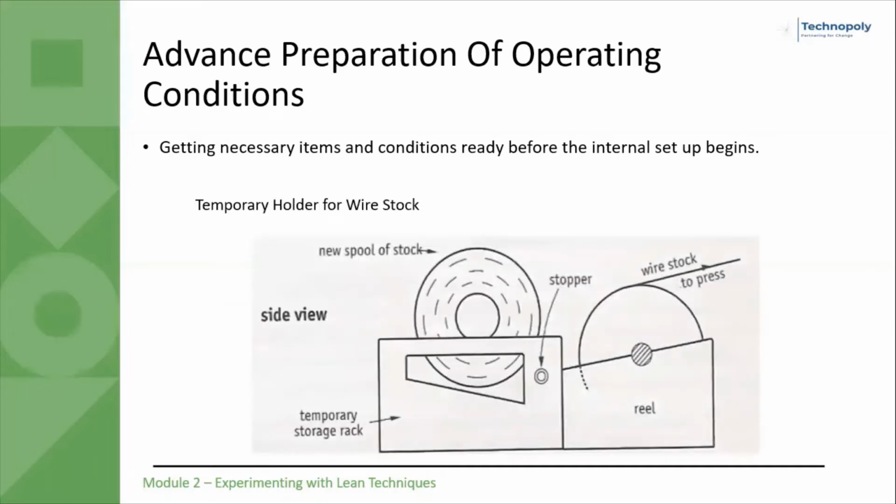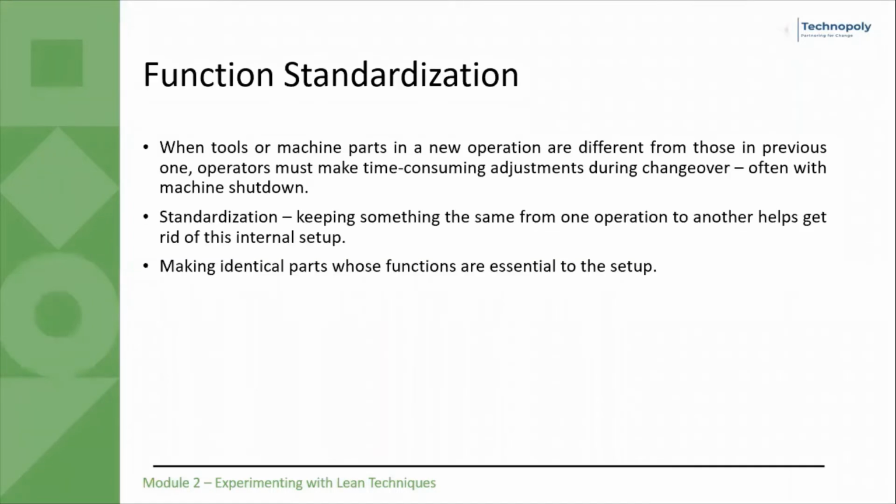Let's say you have a spool of wire stock to be used for feeding a new process. Normally, new spools must be brought to the machine by a forklift, but a forklift isn't always available right away. Waiting for a forklift will be just an unproductive time. A temporary holder can be built. This holder is loaded with a new spool while the machine is still running. When the end of the old roll is reached, the operator simply pushes the new roll into position and then the process continues.